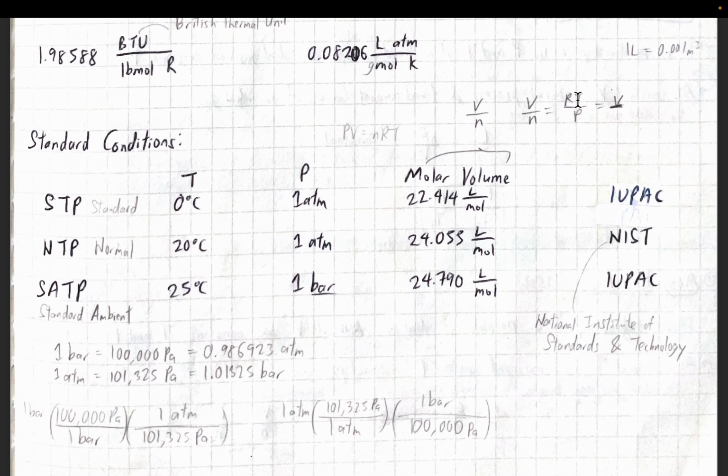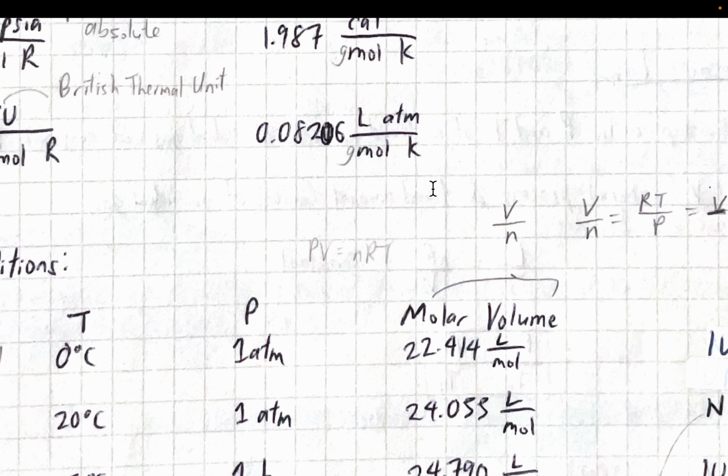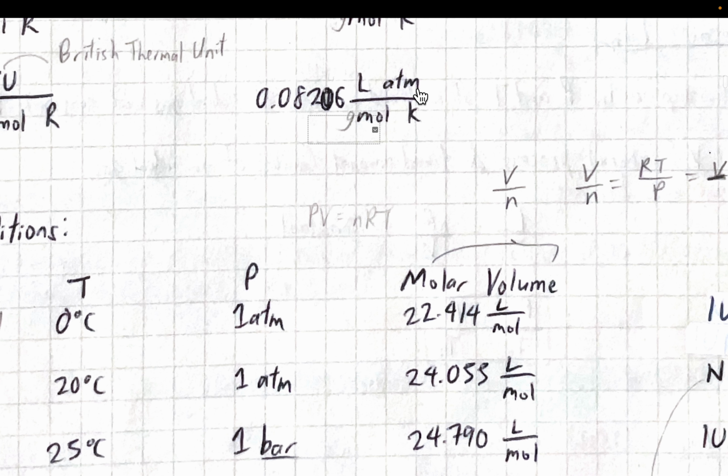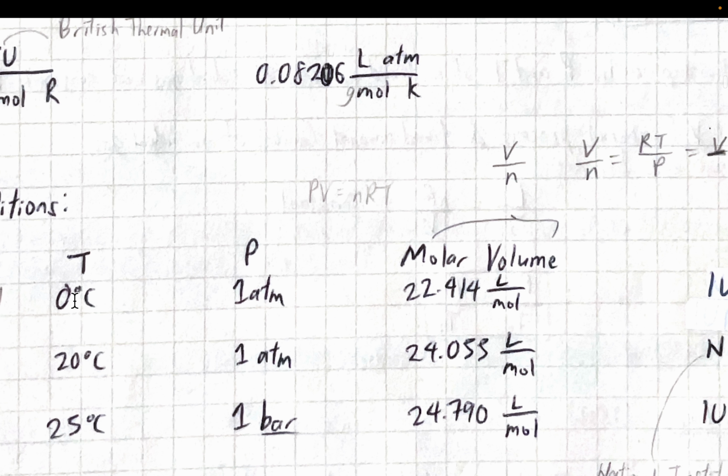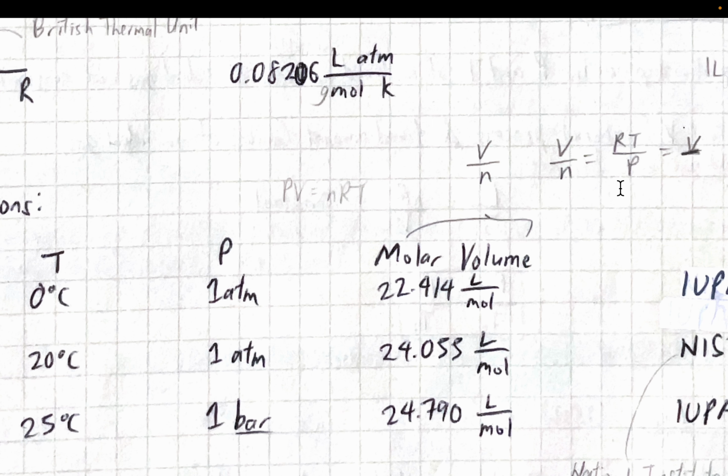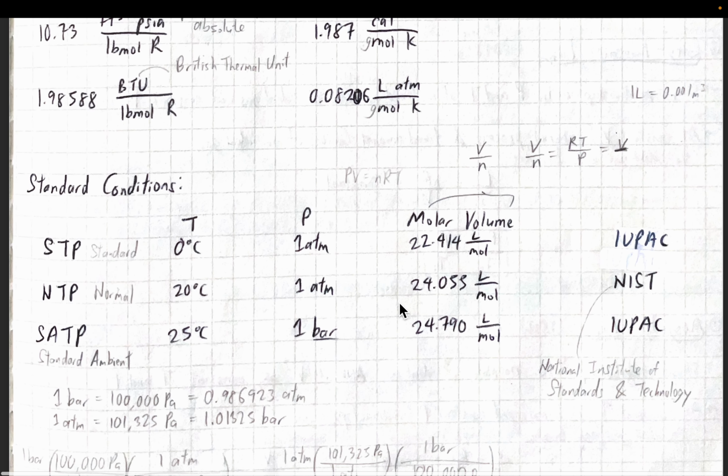So 0.08206 times 273.15, divided by the pressure of 1 atmosphere, no need to convert, because your universal gas constant has the units atmosphere and Kelvin. So it was only the temperature that we needed to convert to Kelvin. Divided by 1, you get the molar volume 22.414. That is for standard temperature and pressure.